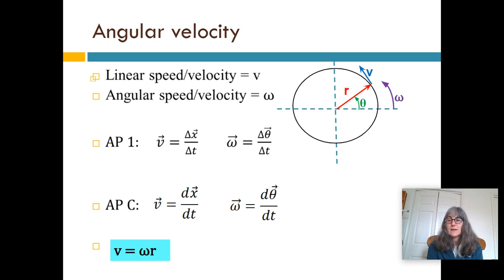Radians really aren't a special unit. They're kind of a placeholder where it's really kind of nothing. So if you have meters per second equals radians per second times meters, then that gives you meters per second.